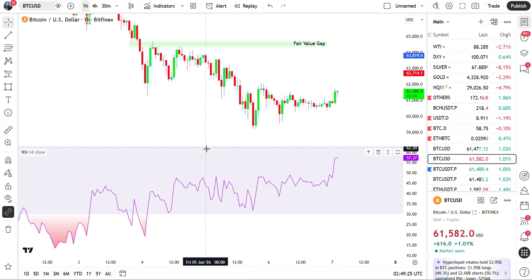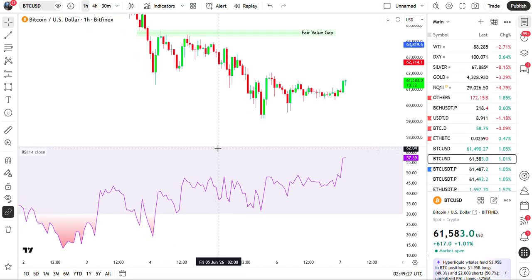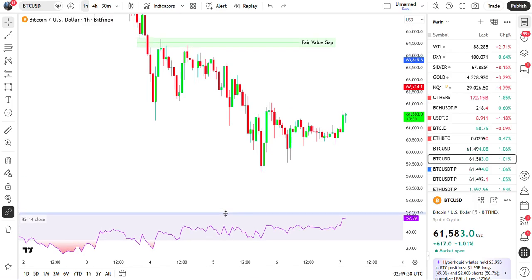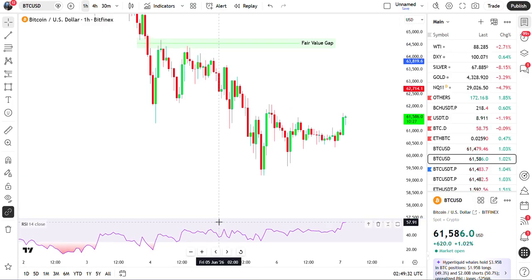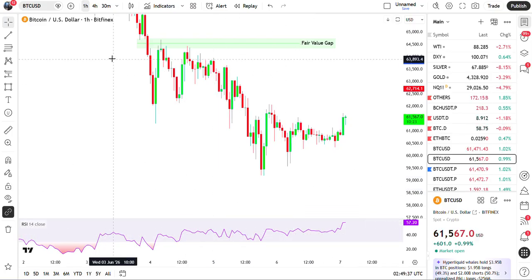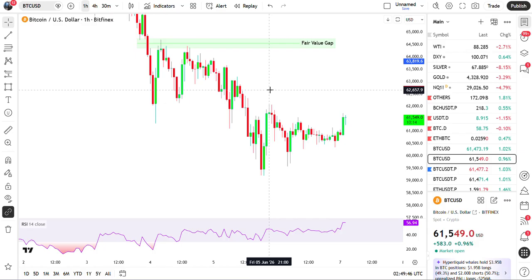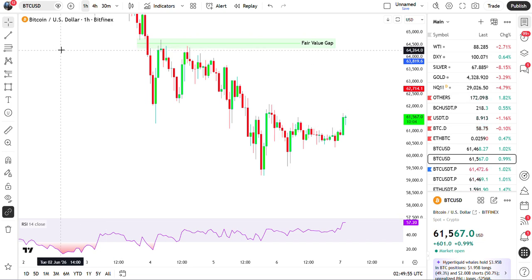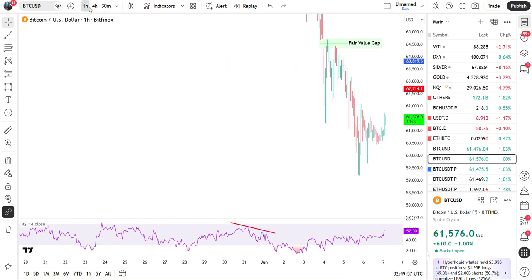RSI and market structure. So you want to use the fair value gap in combination with trend, and you can use the RSI to show a weakening in momentum, or convergence, so a strength in momentum. I don't use anything below a 30-minute for fair value gaps. Anything below a 1 hour. I like to use a 1 hour, 4 hour, and higher. For the RSI, I would use a 30-minute to see the momentum.